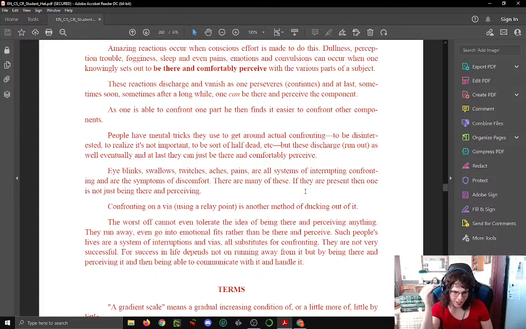The worst off cannot even tolerate the idea of being there and perceiving anything. They run away, even go into emotional fits, rather than be there and perceive. Such people's lives are a system of interruptions and vias, all substitutes for confronting. They're not very successful, for success in life depends not on running away from it, but by being there and perceiving it, and then being able to communicate with it and handle it.